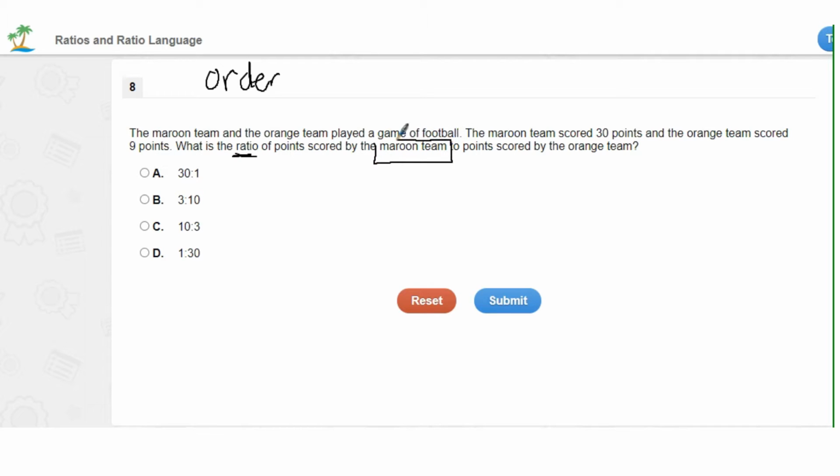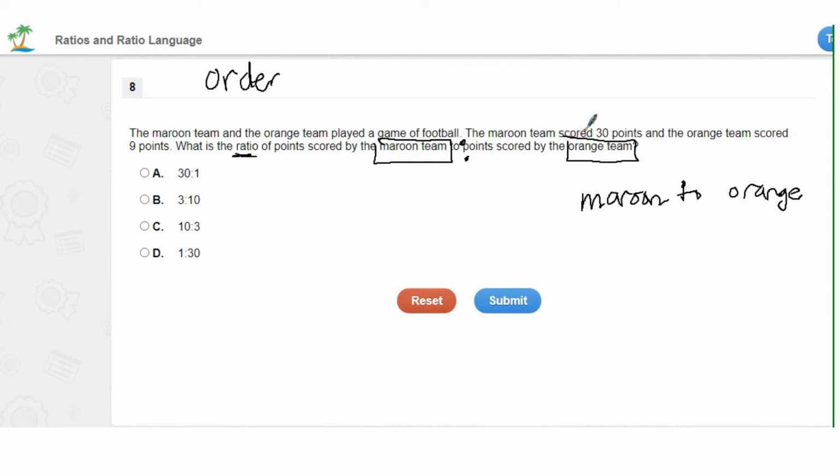So you want to make sure you keep it in this order: maroon team to the points scored by the orange team. So this is what my ratio needs to look like. And you always want to write something down. So I'm going to put maroon to orange. And then I'm going to go back into the text and find the numbers that I need to put underneath.